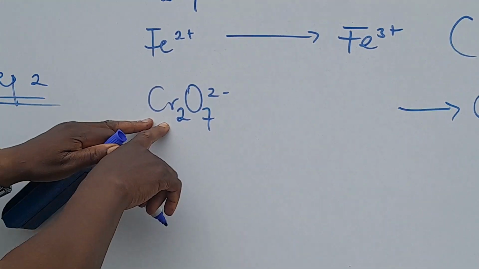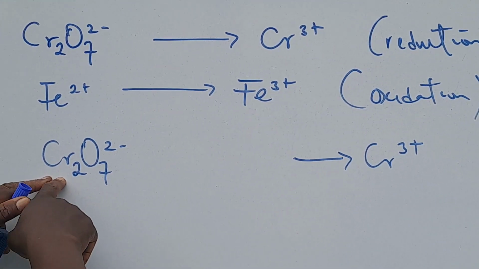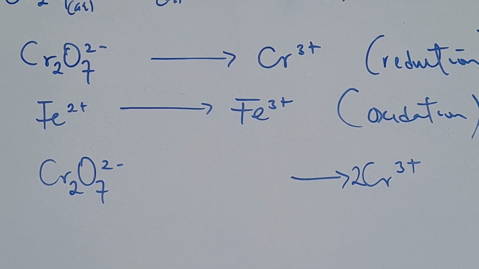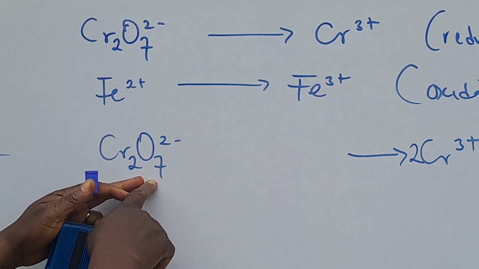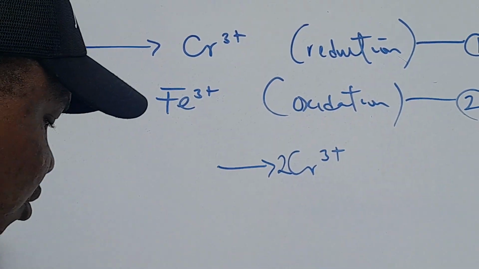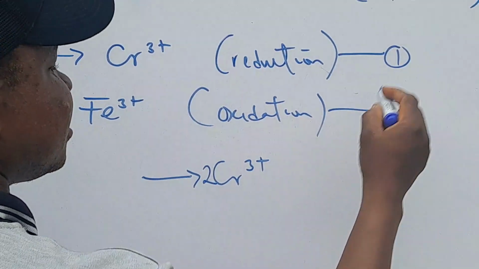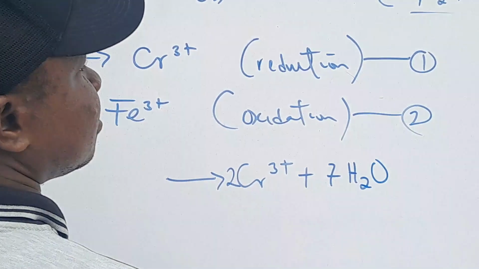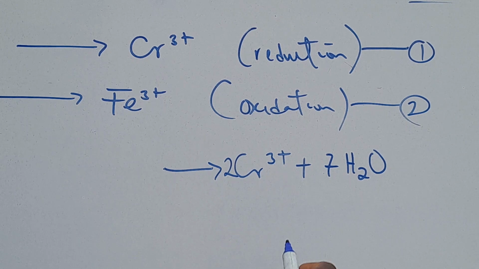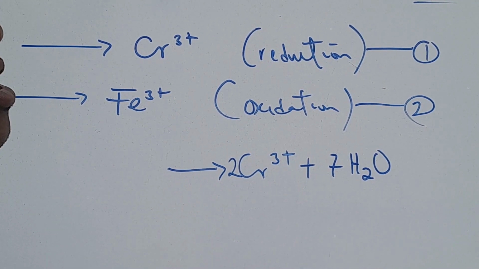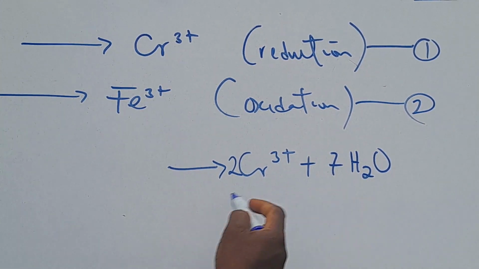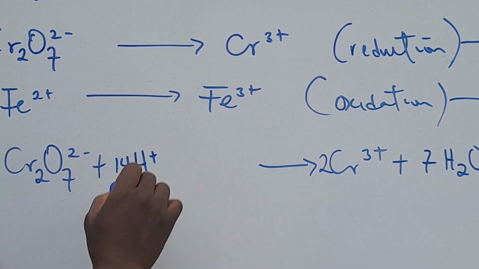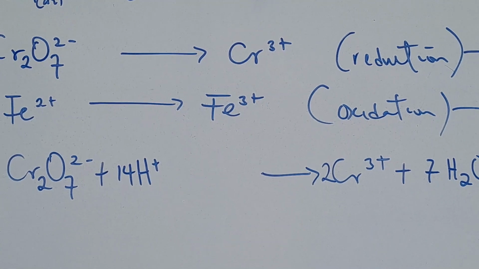So let's check. How many chromium atoms? Here we have 2, here we have 1. So we are going to add 2. Chromium is balanced. Now, how many oxygen do we have here? We have 7. How many oxygen are in the product? No oxygen. So we are going to add 7 molecules of water. In adding 7 molecules of water, we have already introduced 14 hydrogen ions. Can you see that?